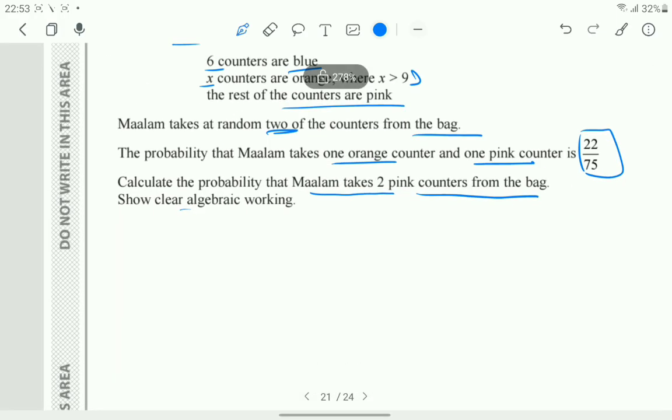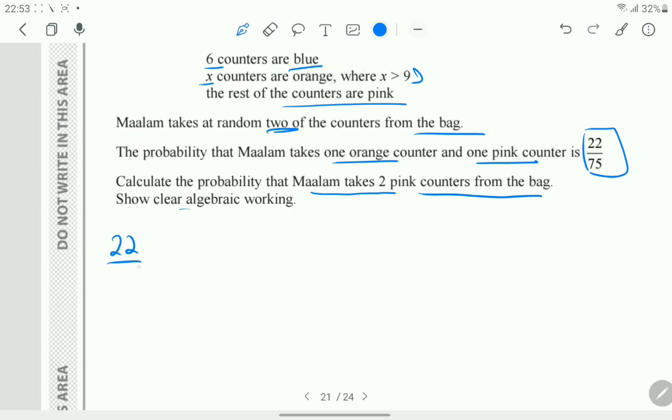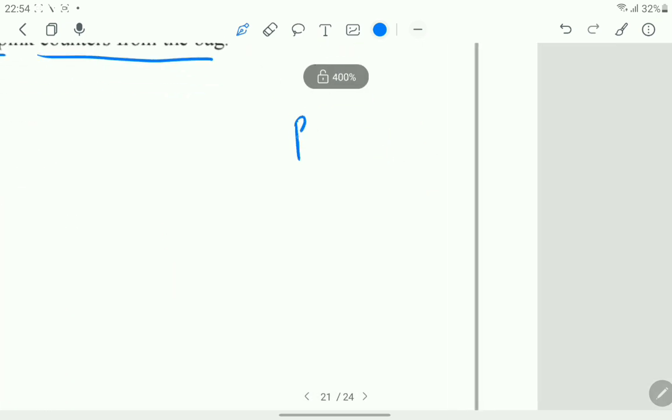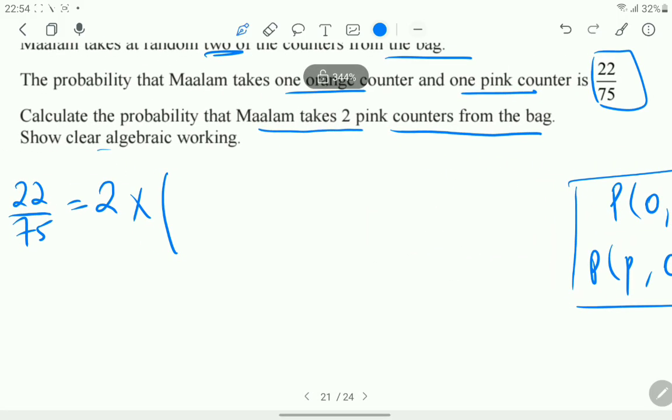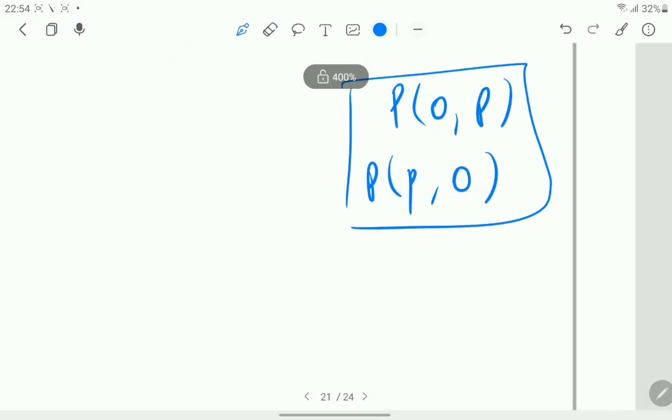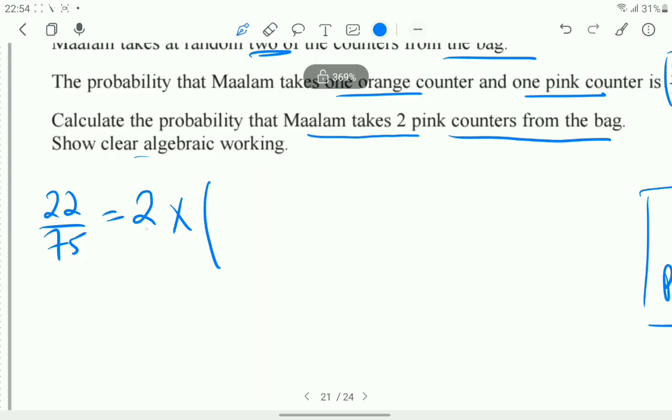So let's assume that the probability is 22 by 75. Since she is picking the counters two times, the outcome will be repeated two times, because there's a chance that she first picks orange and then picks pink, or that she first picks pink and then picks orange. So these are two outcomes. Both of these outcomes will have the same probability for orange and pink. So I put 2 at the beginning, so it doesn't create any confusion later on.